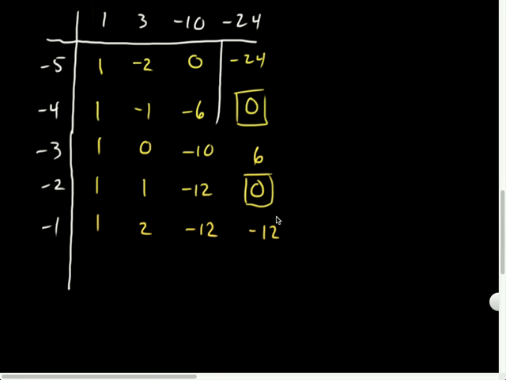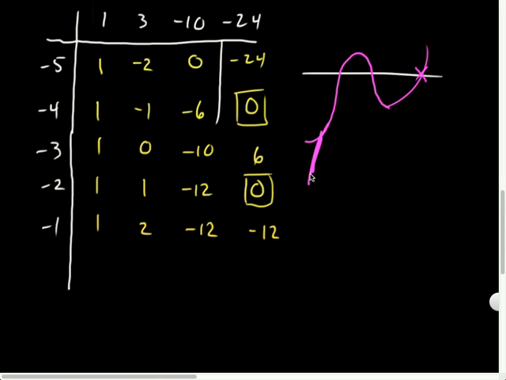So now think about these. Remember, thinking about this as synthetic substitution, that means there is a point at -5, -24, at -4, 0, at -3, 6, at -2, 0, and so forth. So think about this graphically. These were my y values, right? If I wanted to visually imagine this, I was below the x-axis at -24, then I hit 0, then I went up to 6, then I hit 0, and now I'm down at -12, right? So I'm looking for the next time it comes back up.